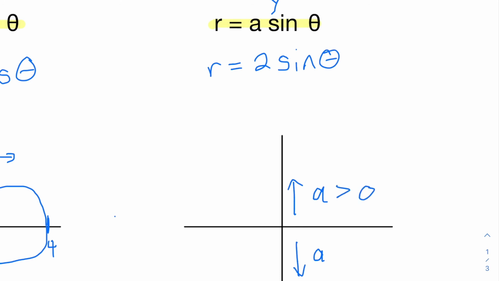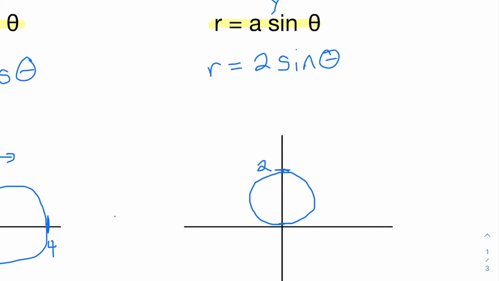So if a is positive, your circle is going to start at the origin and extend in the upward direction. If a is negative, it'll extend downward from that origin. So you'll have, for positive, a circle like this, or for negative, a circle like this. All right, let's try it out. For r equals 2 sine theta, we're going to have a circle that extends along the vertical axis in the positive direction, so it extends upwards, and it has a diameter of 2.